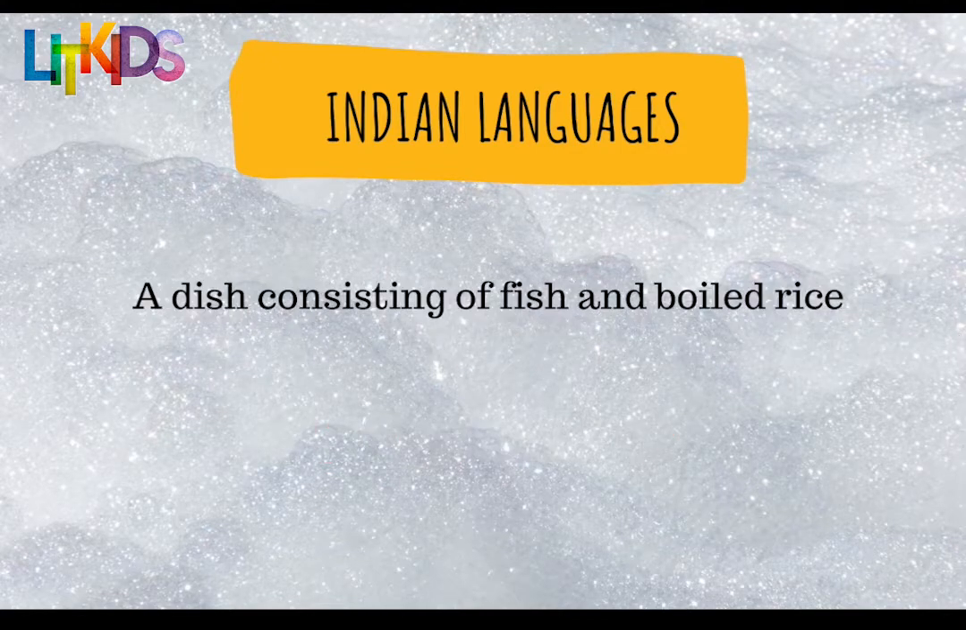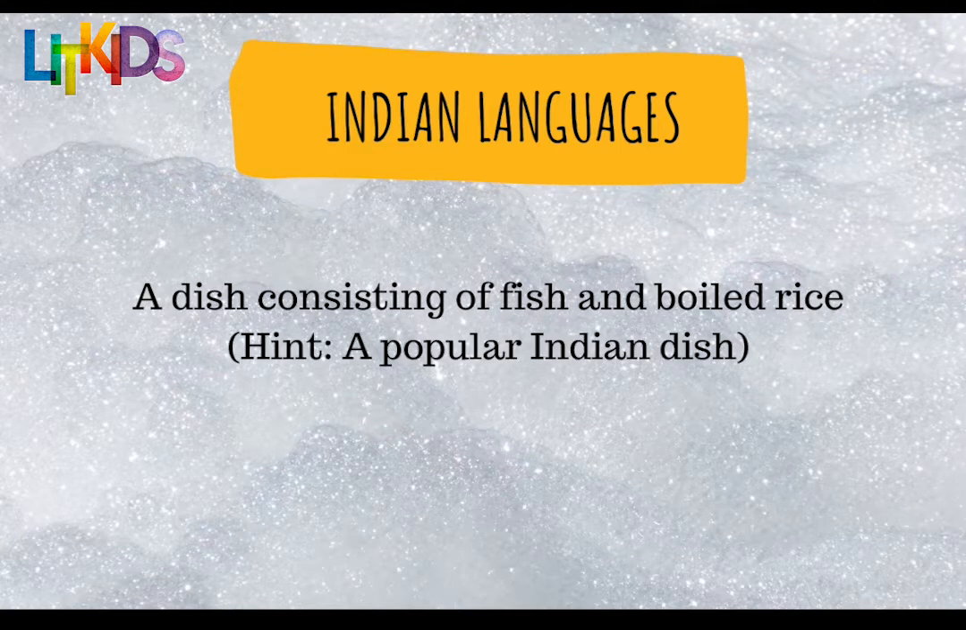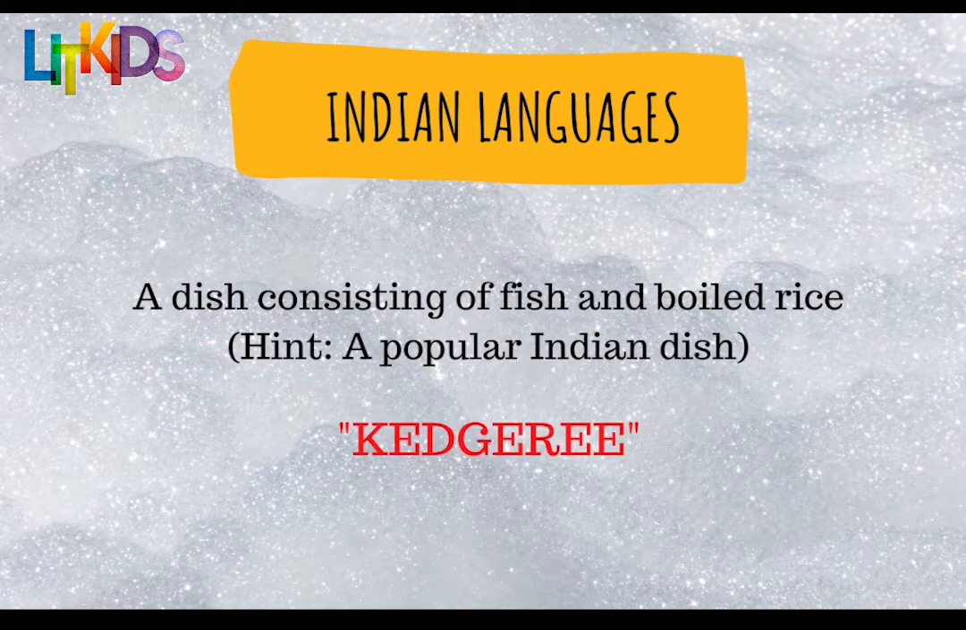Our next example is a dish, popularly a breakfast dish, that consists of mainly fish and boiled rice. This is actually a popular Indian dish, and the fish was a later addition to this dish. As many of you may know, this dish is actually khichdi, and the English version of this is kedgeree.